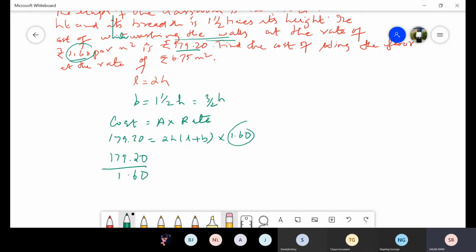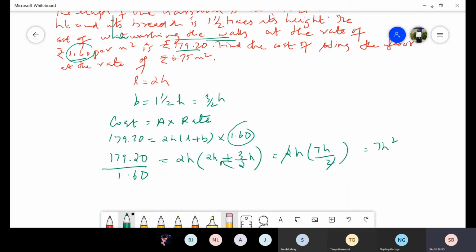I took this term to the other side and then 2H into what is inside the bracket? Length is 2H and breadth is 3 by 2H. So we can do some simplification. 2H into, take the LCM, 4H plus 3H is 7H. 7H by 2. So 2 cancel, we will get 7H square.